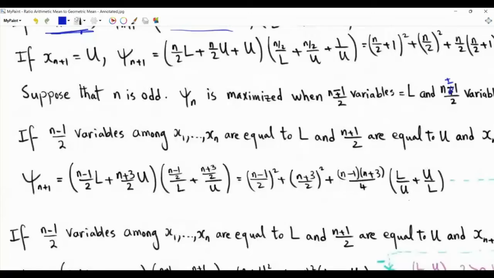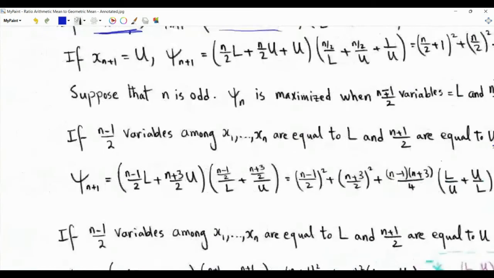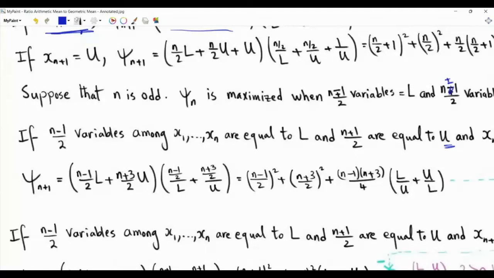We can actually investigate the fourth case. Suppose that you have one extra variable that is set to u. Then what will happen if you put x_{n+1} equal to u? Now you are increasing the difference between the number of variables equal to u and those equal to L. In this case, the number of variables equal to u will be (n+1)/2 plus 1, so that's (n+3)/2 times u, and the number of variables equal to L will be the other quantity. And here is the bracket, the sum of the reciprocals, and we will achieve this objective.